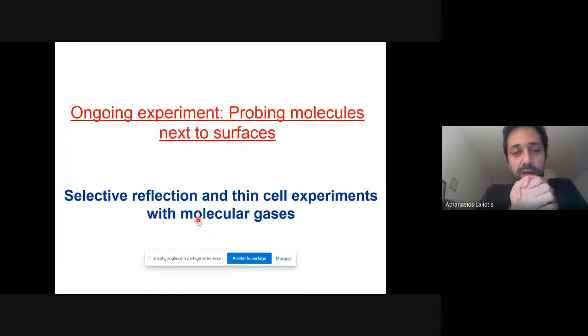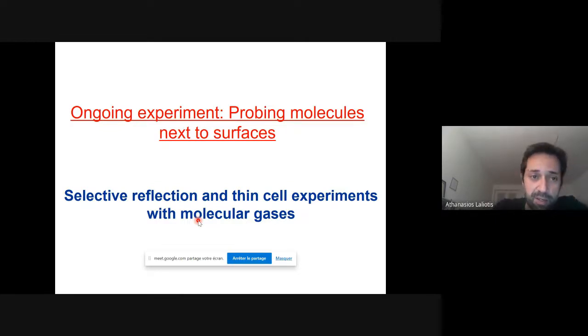And now I will change subjects a little bit. I will try to talk about molecules. Molecules are a whole different story, but they're very interesting to probe. They're much more difficult, but very interesting to probe.